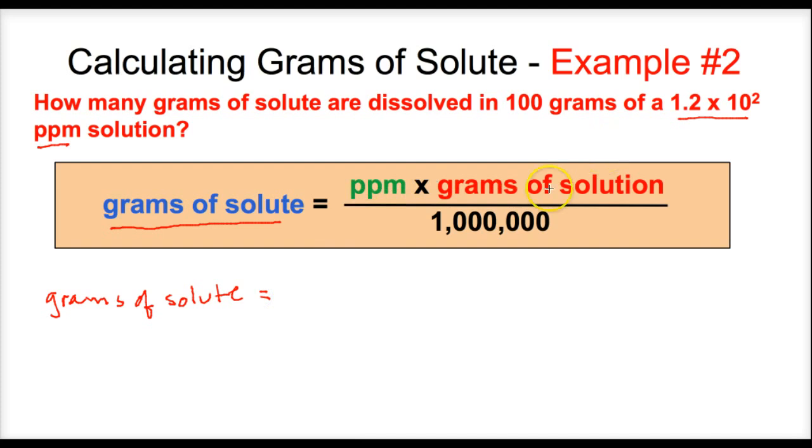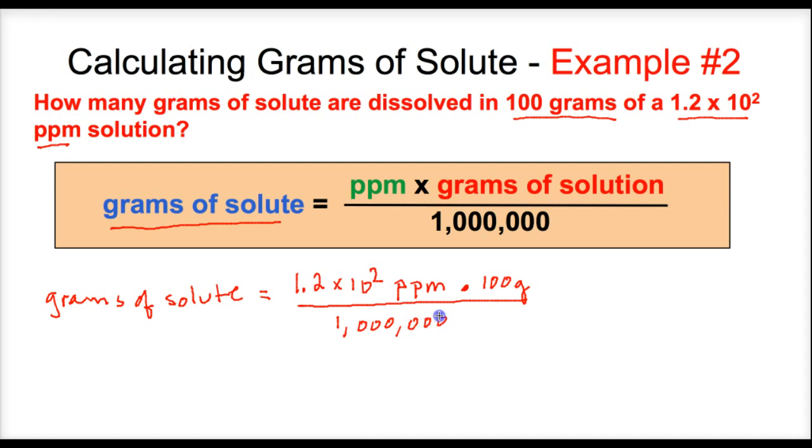So to get grams of solute, we're going to take the parts per million. It says it's 1.2 times 10 to the second. We're going to multiply this by the grams of solution, which says it's 100 grams. And we're going to divide this all by 1,000,000. And if we do this and put this in our calculator, we should end up with 0.012 grams of solute that has been dissolved.